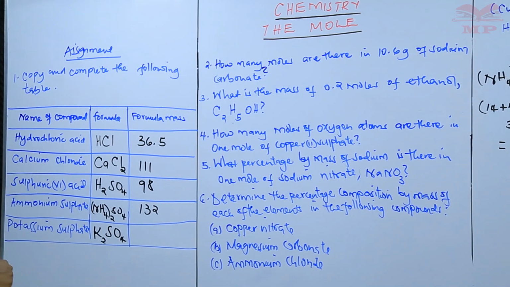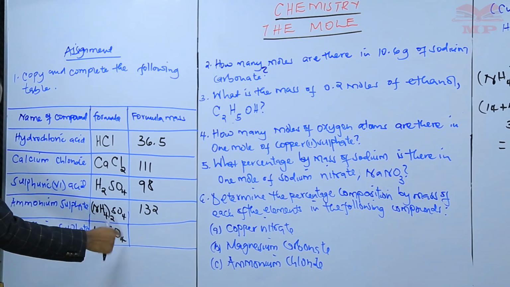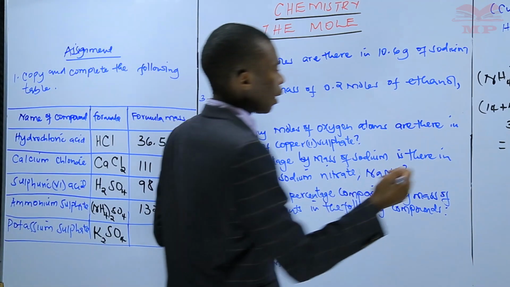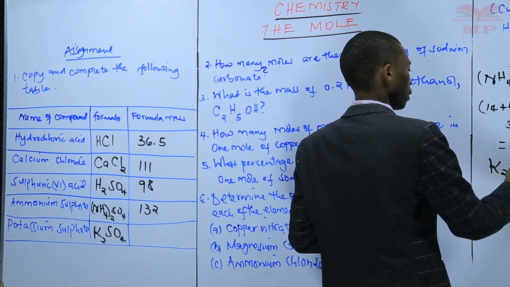Potassium is an element in group 1 of the periodic table. Therefore, the sulfate radical has valency 2. That is why you are dropping the 2 at that point. This is potassium sulfate.